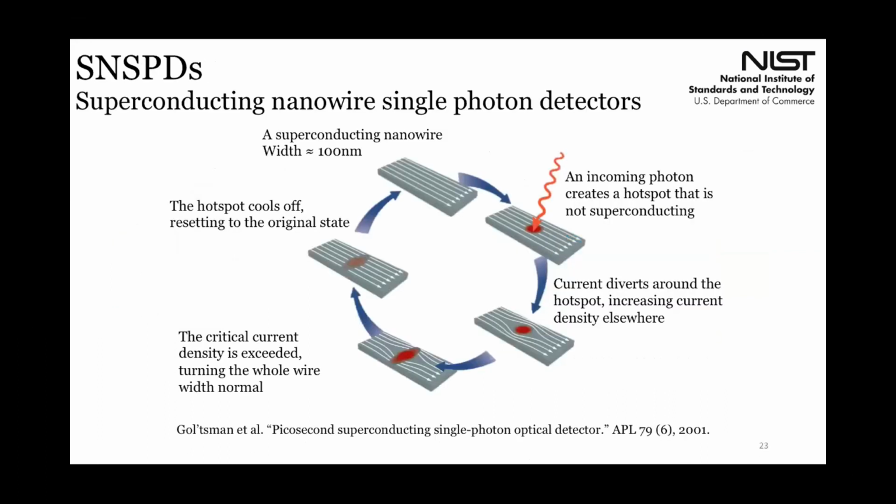I'm assuming that most people at the conference know about superconducting nanowire single photon detectors, but just very briefly for people who don't or need a reminder, the detectors consist of a thin film superconductor that's patterned into a narrow wire. And then an incoming photon breaks Cooper pairs in the wire and creates a hotspot. These wires are also current biased. So then that hotspot grows via Joule heating, turning the whole width of the wire normal, and generating a voltage pulse before cooling off and the wire returning to its original superconducting state.